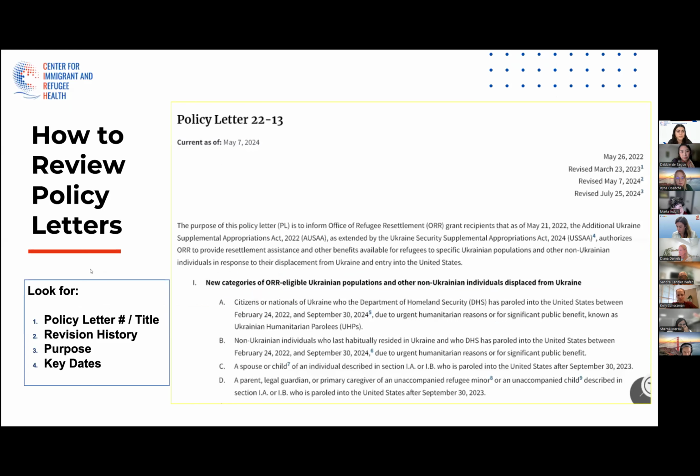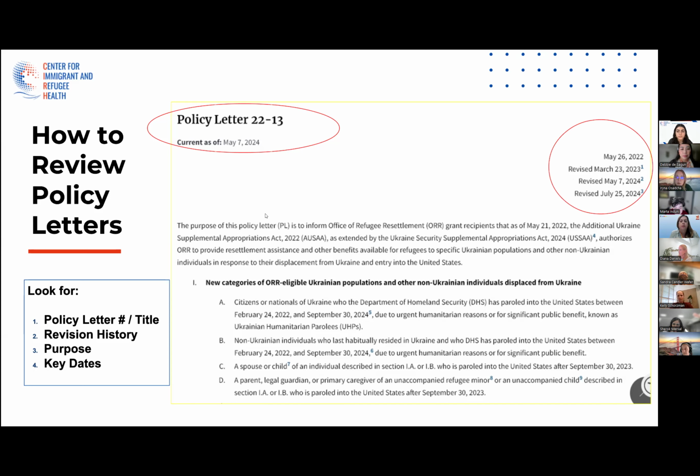And how to review a policy letter. First of all, look for the name of the policy letter. Here we can find the year and number of the policy letter and where it was revised. On the right side of the screen, you can see it was first published on May 26th and then revised the next year in March, and then one more time, and then one more time. So it means there is a footnote for each revision, and you can see all the details and footnotes at the end of the policy letter.